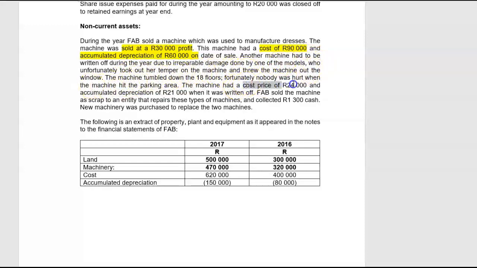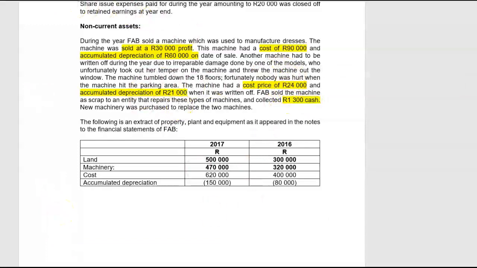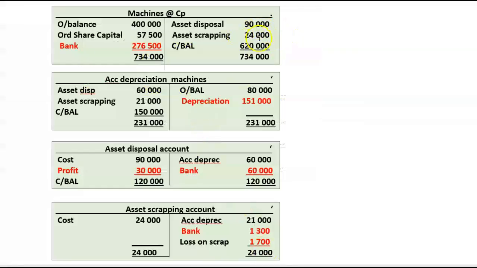The machine had cost 24,000 Rand and the accumulated depreciation was 21,000 Rand when it was written off. Fab sold the machine as scrap to an entity that repairs these type of machines and collected 1,300 Rand cash. So therefore we have to remove that out of our books as well. 24,000 cost to the asset scrapping account, 21,000 accumulated depreciation to the asset scrapping account. We have received 1,300 Rand for that machine.